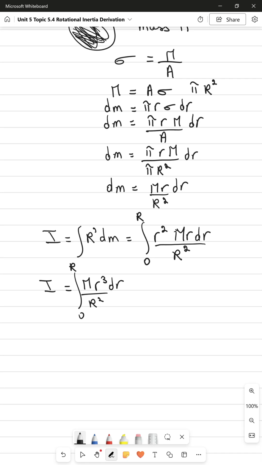When we do that integral, it's going to be 2 m r to the power of 4 over 4 R squared, which will be equal to m R squared over 2. So I of the disk is one half m R squared. That would be it for the derivations of the moments of inertia for different objects.